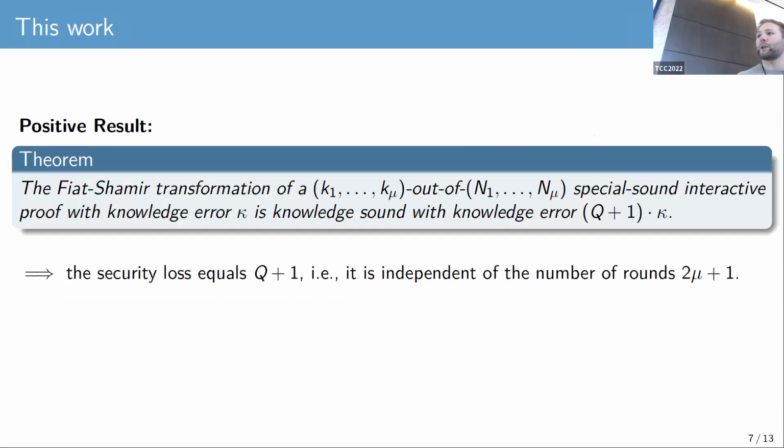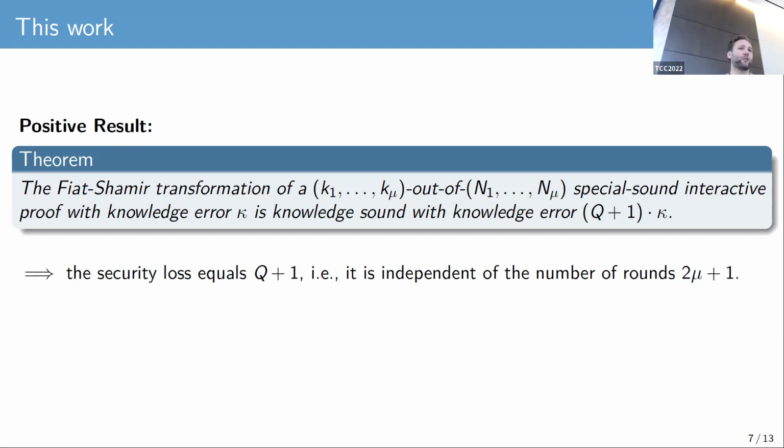So what we do in this work is, first, we give a positive result, where we look at a very broad class of interactive proofs, namely (k_1, ..., k_mu)-out-of-(N_1, ..., N_mu) special sound interactive proofs. This morning, Nick also referred to these as special sound protocols. I'm not going to explain what that actually means, but this is a very large class of protocols.